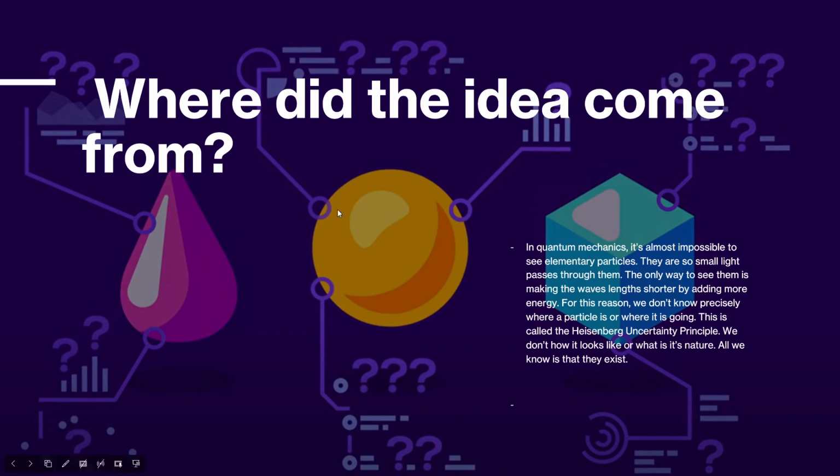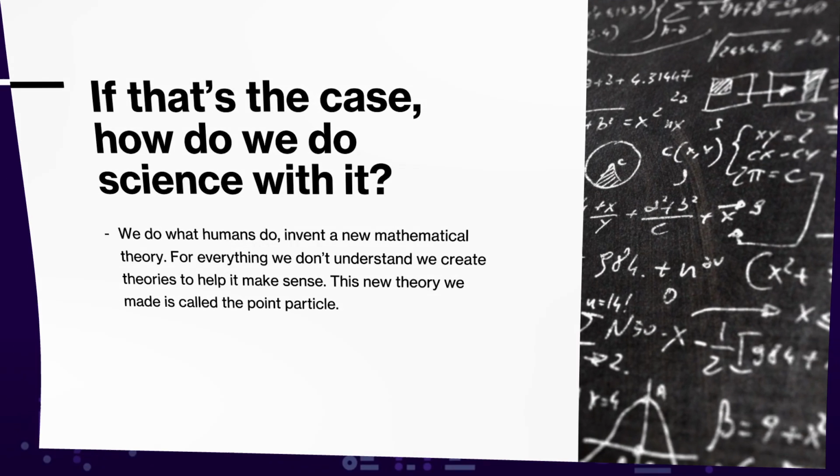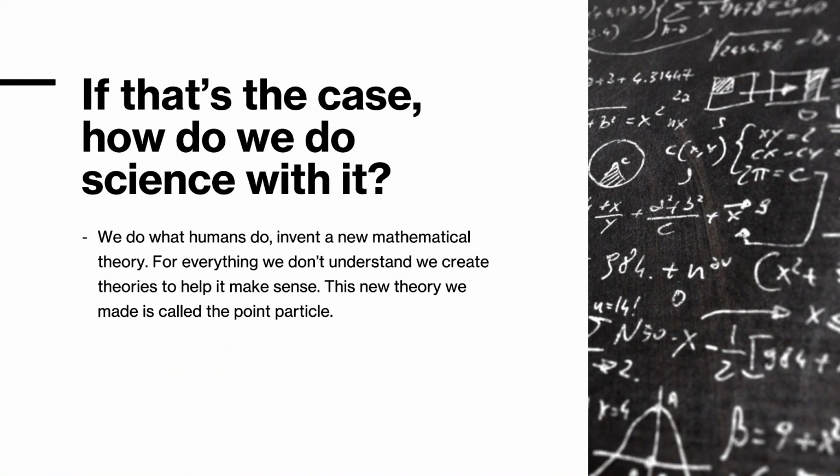Just like shown in this background, we don't know where they are or how fast they are going. We can only find out where they are, but then we don't know how they look. If we find out how they look, we don't know where they are. So we cannot find out their nature. All we know is that they exist. If that's the case, how can we do science with it?